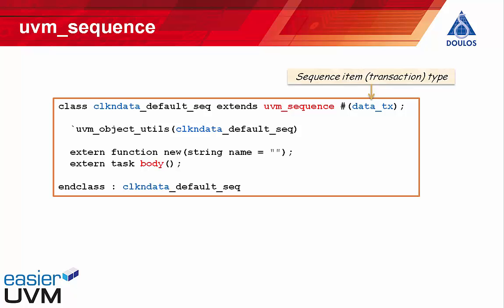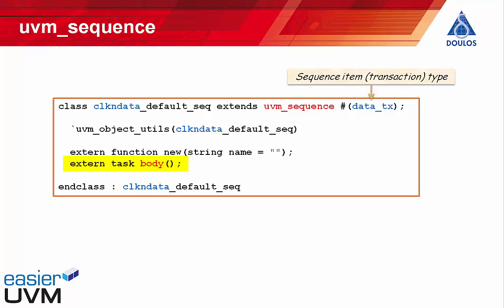So in this case we've got a class clock and data default sequence, our user defined sequence class, that extends UVM sequence extended with the transaction type datatx. The sequence class is then registered for factory automation using the macro UVM object utils. It contains a constructor. Like all UVM objects, the constructor has a single argument, which is the string name of the object. And then the thing that's characteristic of a sequence class is that it has a body task. And the body task does whatever it is that the sequence does.